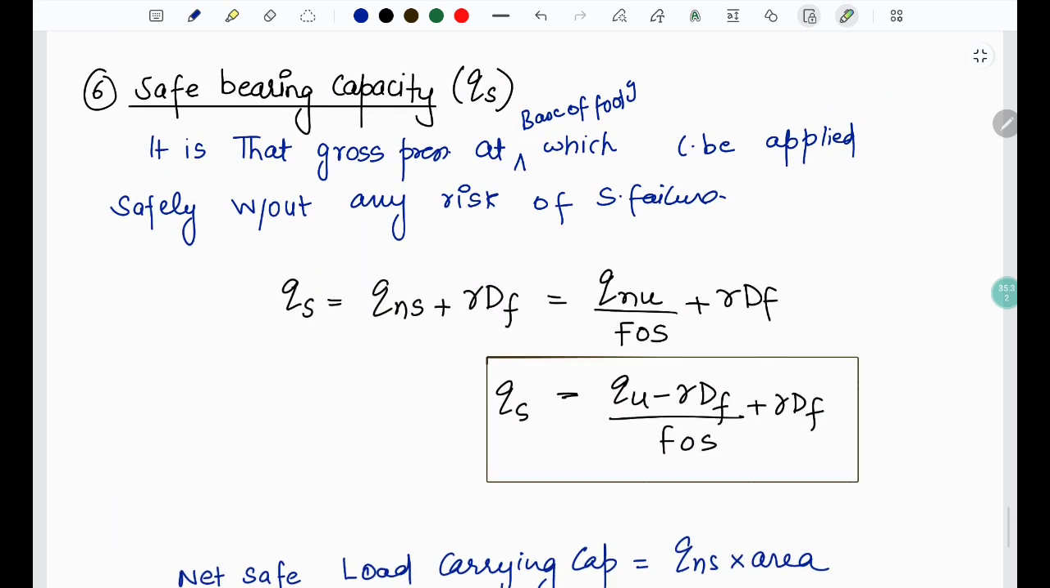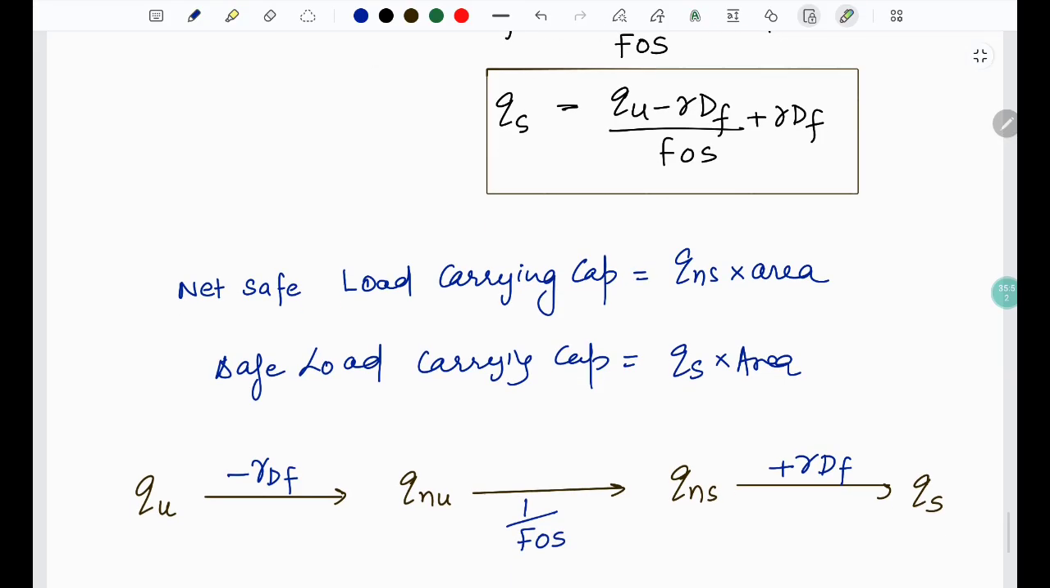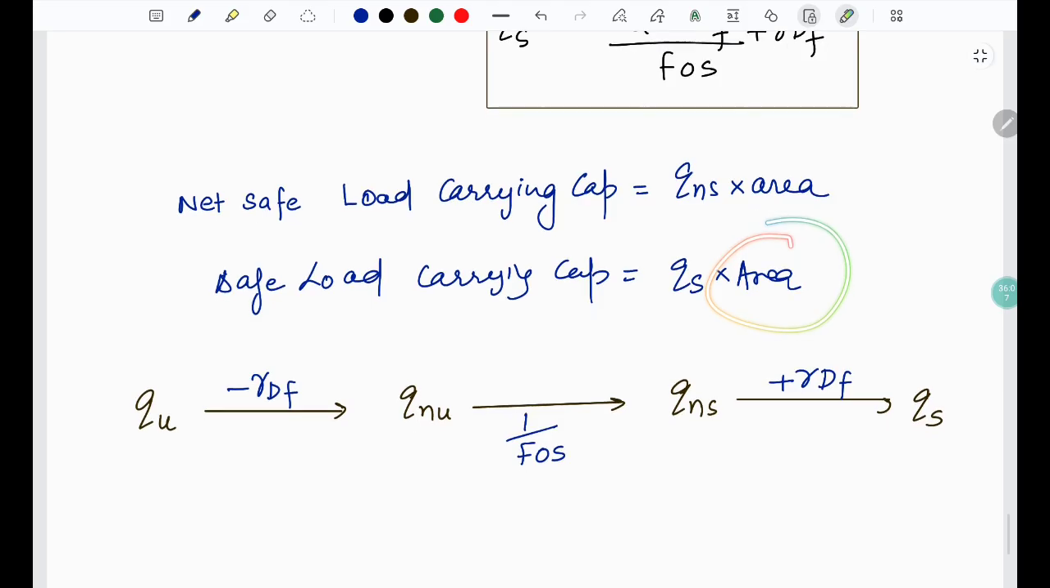Then we have safe bearing capacity. It is that gross pressure at the base of footing which can be applied safely without any risk of shear failure. So it is given by q_ns plus gamma D_f, that is net ultimate by factor of safety plus gamma D_f, and this is its formula. So if we have to calculate net safe load carrying capacity, we'll multiply the net safe bearing capacity times the area. Similarly, if we have to see the safe load carrying capacity, we'll simply multiply the safe bearing capacity times the area. So this is how it goes.